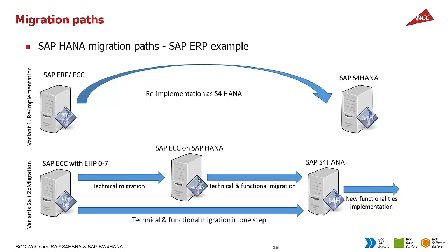But if you want to make it quickly and you are satisfied with your current ERP system, but you want to make use of the new functionalities, you can migrate it to the new functionalities. You can migrate it in two steps. So first, for example, with ECC to SAP on HANA, and then to S/4HANA, or in one functional step.